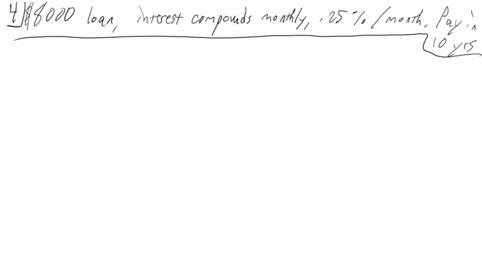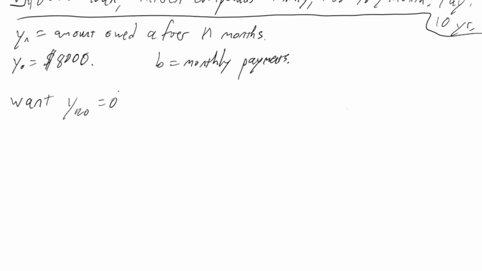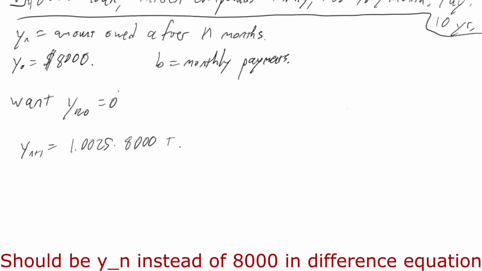Okay, so let's set this up. We have y sub n is equal to the amount that we owe after n months, and the initial amount that we owe is just 8,000. We want to pay it off in 10 years, which is 120 months, so we want y sub 120 to be equal to 0. And so our monthly payments, let's call that b, because that's the amount that we're contributing each month. And our difference equation says that y sub n plus 1 is equal to our interest times y sub n plus b, which is our monthly payment.